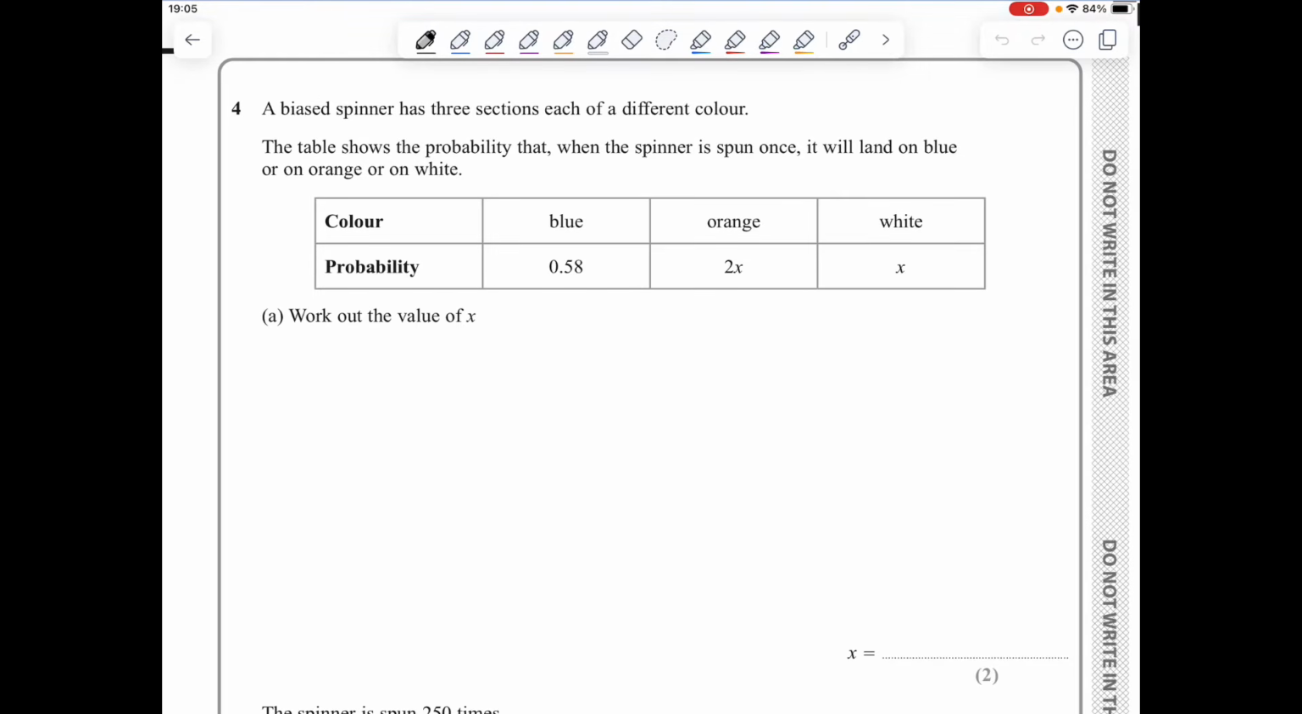Question 4, part A, I need to work out the value of x. Now if I add these 3 numbers, the answer should be 1. So let's get the following equation. Solving this one will give me 3x equals 0.42. So x is equal to 0.14.